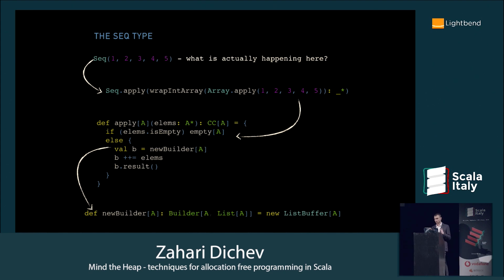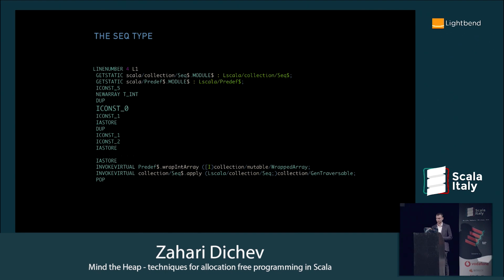Focusing a bit more on the important part here, you start to wonder, why is there all of this indirection? And is there a better way to do that? All of these things, again, are allocations. So looking at the bytecode, you can see that you're wrapping in an int array, and there is this list buffer created.